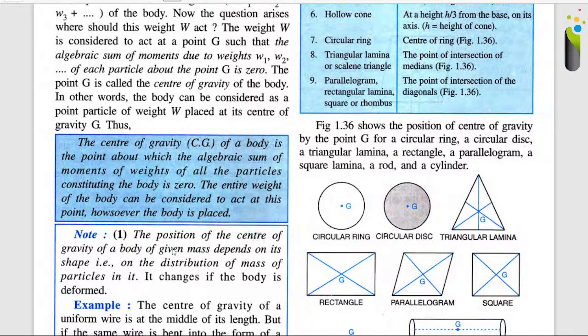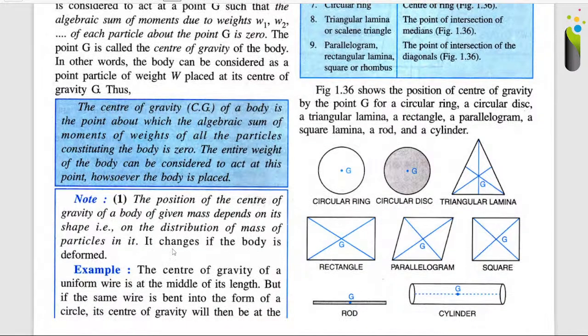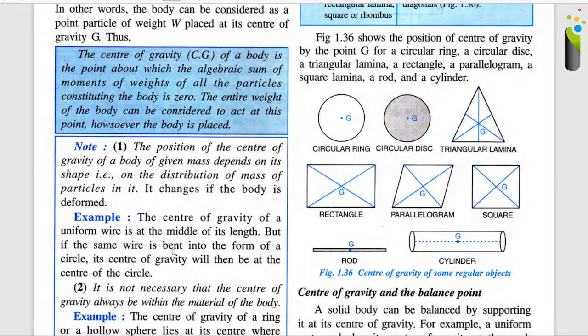Seventh, circular ring. The center of gravity is the center of the ring. Eighth, triangular lamina or scalene triangle. The center of gravity is the point of intersection of the medians. Ninth, parallelogram, rectangular lamina, square or rhombus. The center of gravity is the point of intersection of the diagonals.